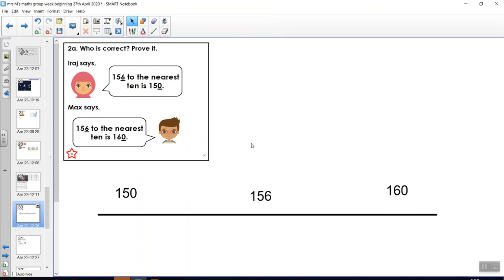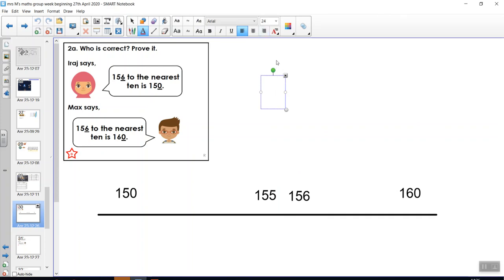Well, I know that 155 would be absolutely in the middle. And I also know that 156 is bigger than 155, so it will round to 160.